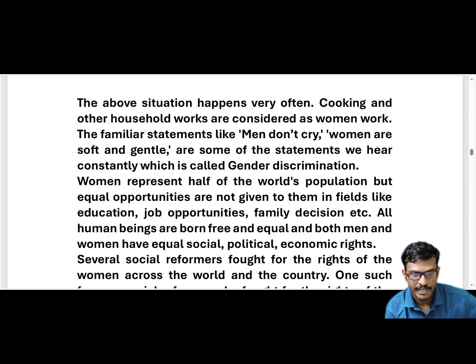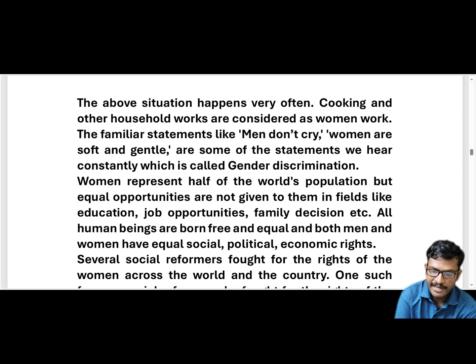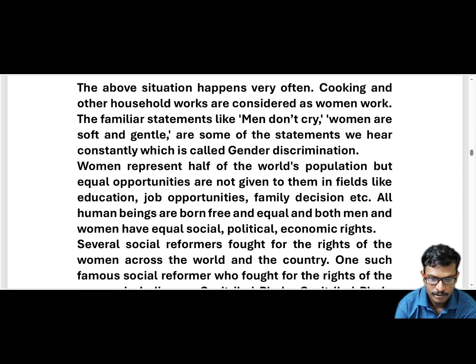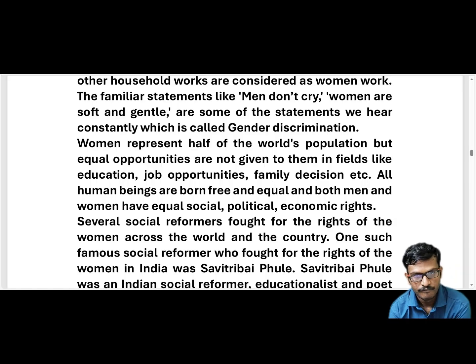All human beings are born free and equal, and both men and women have equal social, political, and economic rights. Everyone is born free and equal. Both men and women should be given equal rights freely, without discrimination. What kind of rights? Social, political, and economic rights.